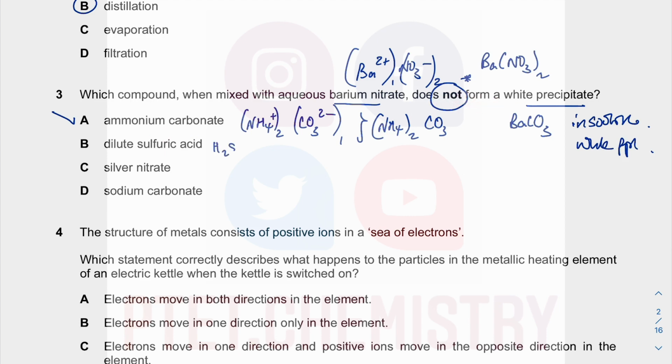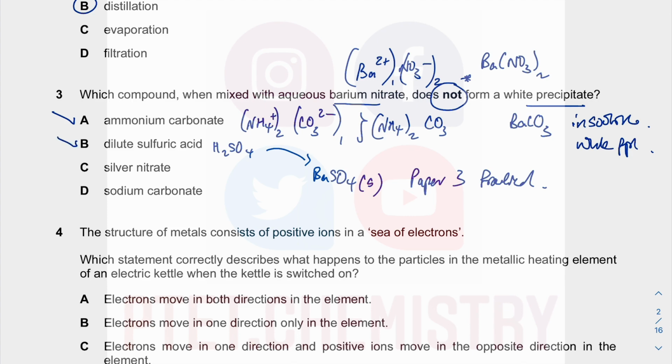Dilute sulfuric acid, well, you will get barium sulfate because you have the sulfate from sulfuric acid. You add in the Ba2+, it's going to come out as a white precipitate. Barium sulfate is an insoluble white precipitate. You know it from paper 3 practical component. You also know it because identification of cations and anions and gases are all part of the theory paper, which means they can ask you not only in practical but in theory paper as well.